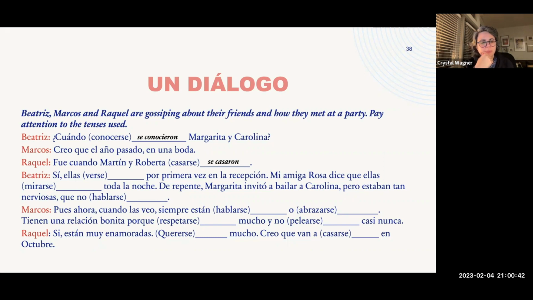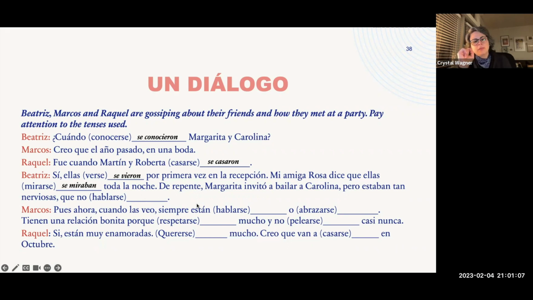Beatriz, sí, ellas se vieron por primera vez en la recepción. They saw each other for the first time at the wedding reception. So the friends are talking about when Margarita and Carolina met, and it was at their friend's wedding. Mi amiga Rosa dice que ellas se miraban toda la noche.